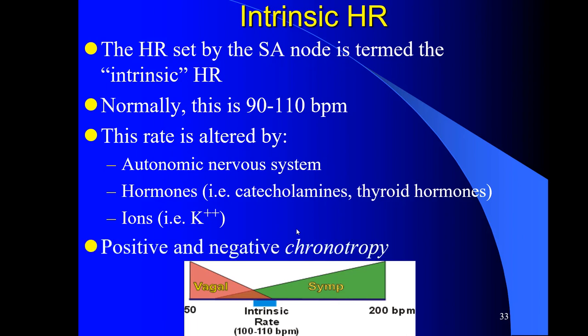And when the heart rate changes, the name that we use for that is chronotropy. So if something increases your heart rate, we say that's positive chronotropy. If something decreases your heart rate, we call that negative chronotropy.